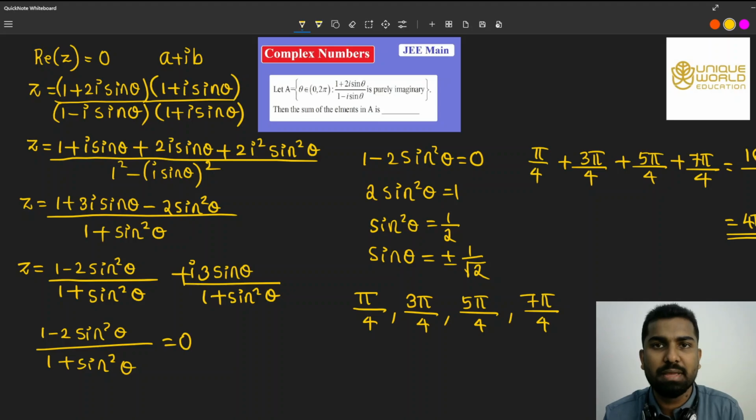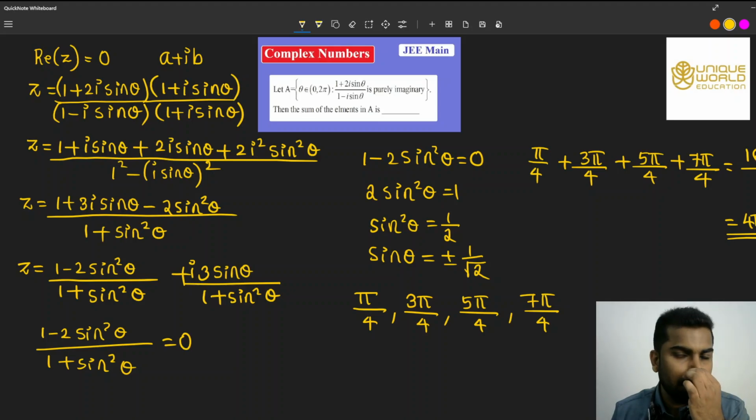You have to know the basics of how to write a given complex number in the form of a plus ib. As you know, the process is nothing but multiplying the numerator and denominator by the conjugate of the denominator, then applying the condition. Here it is given the real part is 0, that means purely imaginary is given. Sometimes if it is given as purely real, we can write the imaginary part equal to 0, that's fine. I hope this question is clear to everyone.